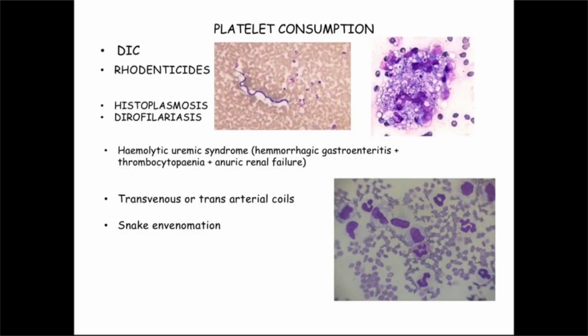And finally, coming to the platelet consumption disorders, the first one is going to be disseminated intravascular coagulopathy, and second one is rodenticide poisoning. And infectious agents such as histoplasmosis, dirofilariosis can cause secondary DIC, and hemolytic uremic syndrome, where it is accompanied by hemorrhagic gastroenteritis followed by thrombocytopenia and anuric renal failure. Placement of transvenous or transarterial coils can also cause platelet consumption. Snake bites can cause thrombocytopenia, which is commonly called as venom-induced thrombocytopenia.